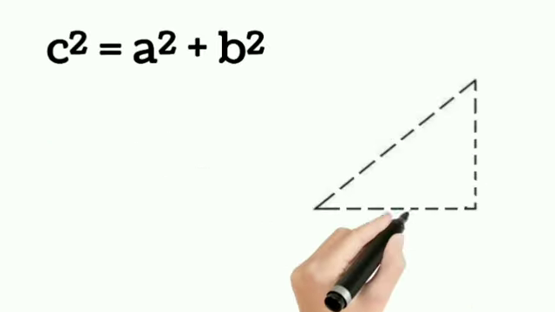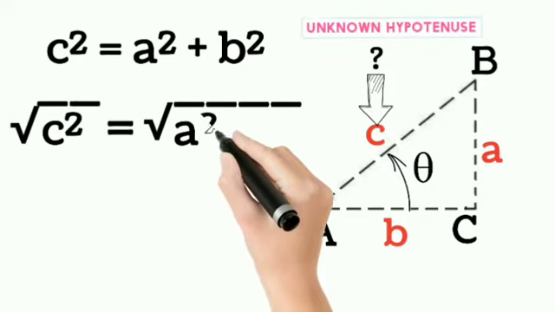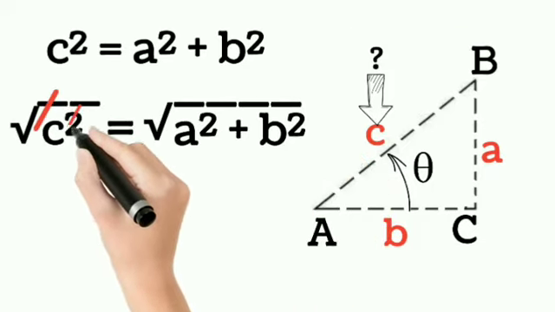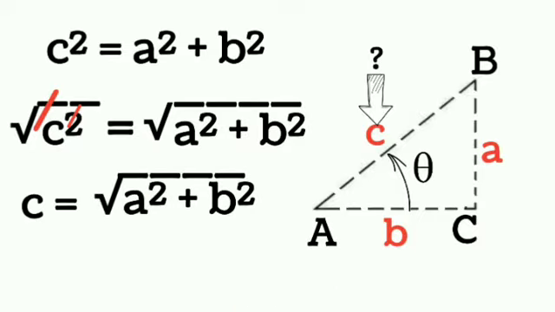To solve the value of the hypotenuse c using the Pythagorean theorem, simply get the square root of both sides of the equation. Thus, the formula will now become c is equal to the square root of the sum of a squared and b squared. Let us have an example.